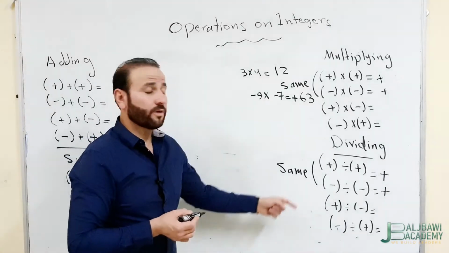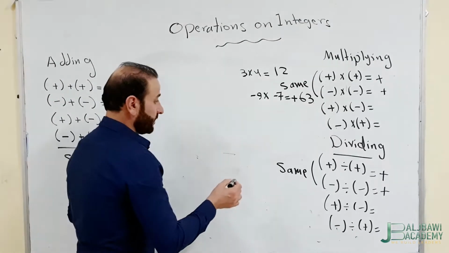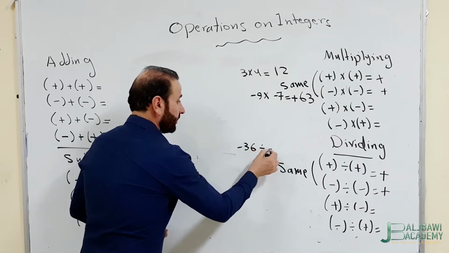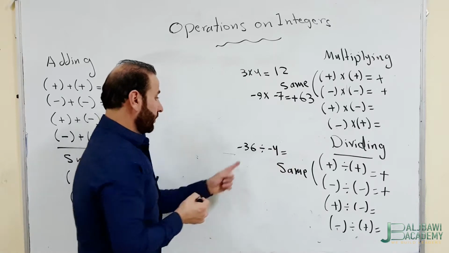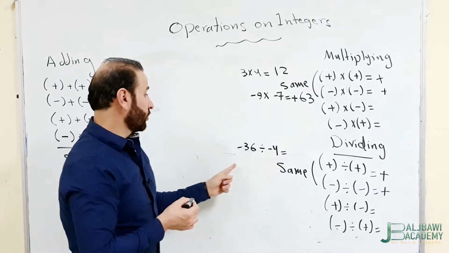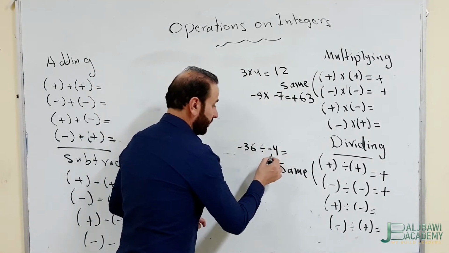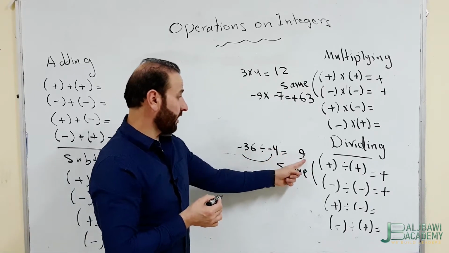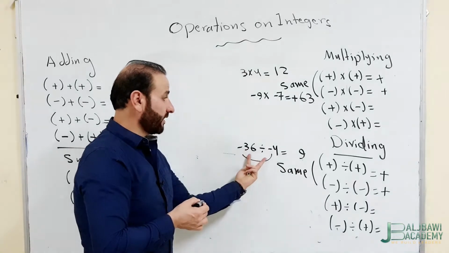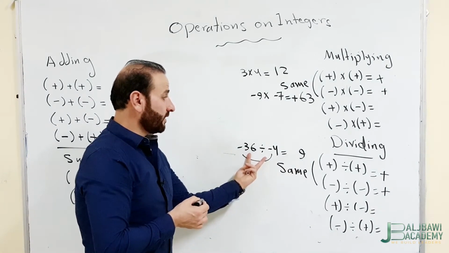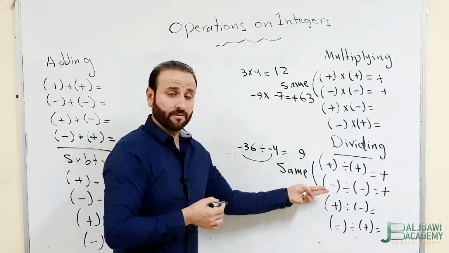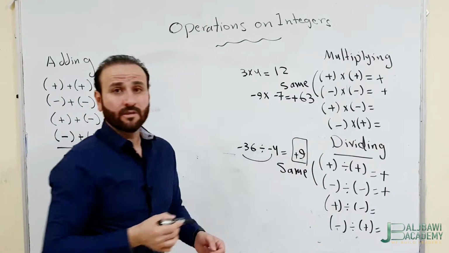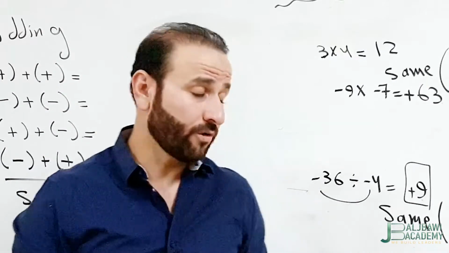The same for division. For example, if I say negative 36 divided by negative 4, they have the same sign, so the answer has to be positive. So 36 divided by 4 equals 9. We are dividing two numbers with the same sign, so the answer is 9, or we can write positive 9. I hope it's clear for you.